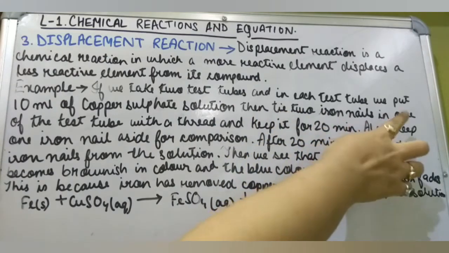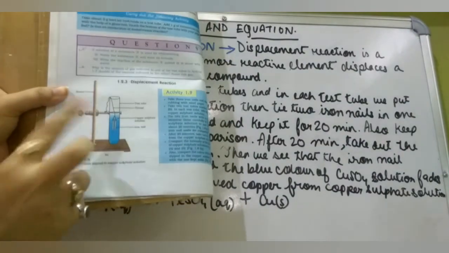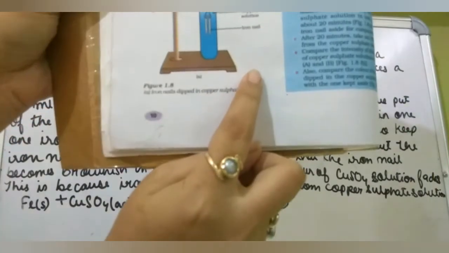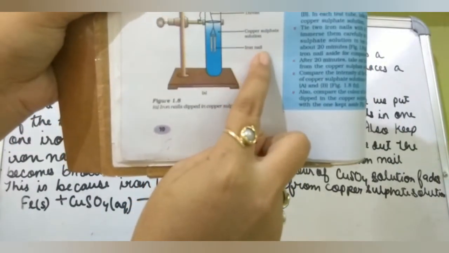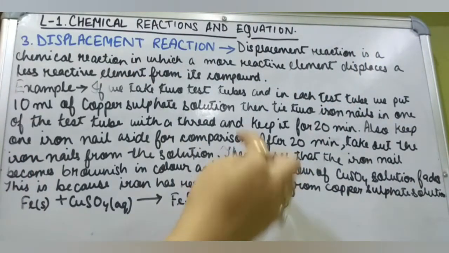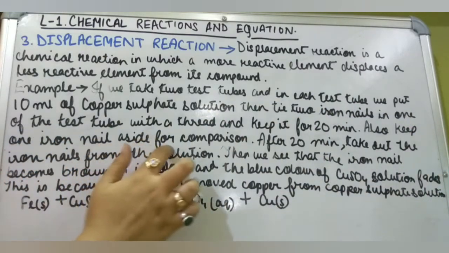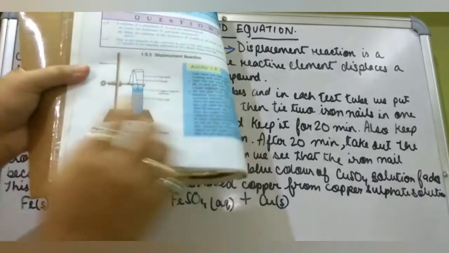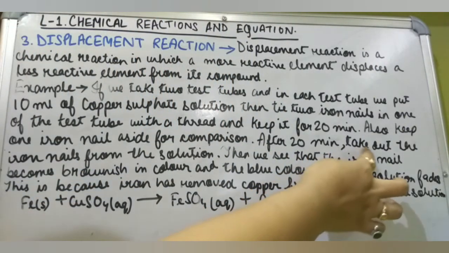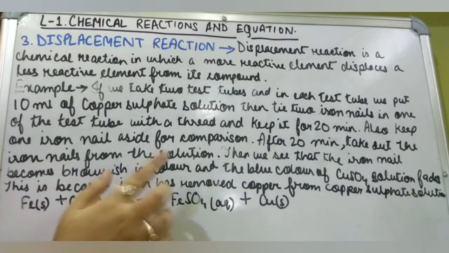Tie 2 iron nails in one of the test tubes with a thread. So we are tying 2 iron nails here with a thread. These are the iron nails and they are clean. You have to take clean iron nails. Next, let's see from the activity what we have to do. Keep it for 20 minutes. Also keep one iron nail aside for comparison, and after 20 minutes we will see what happens. After 20 minutes, take out the iron nail from the solution.